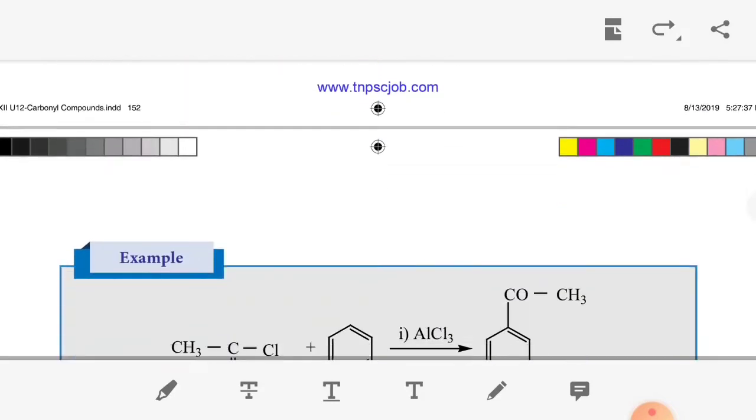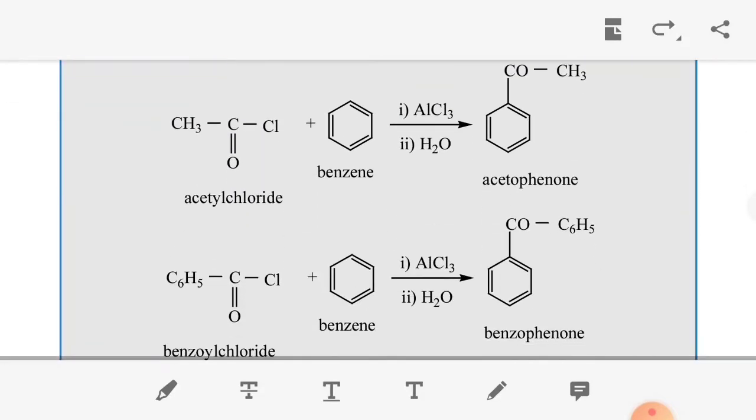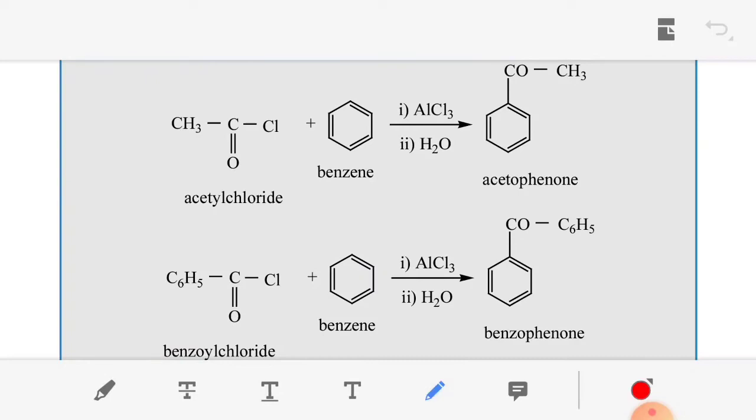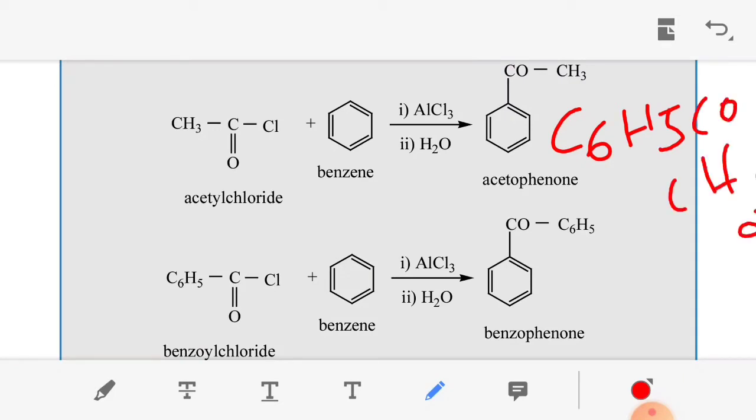So the first example, acetyl chloride. Acetyl chloride reacts with benzene with aluminum chloride catalyst. On further hydrolysis we get acetophenone. The acetophenone formula is C6H5COCH3. This is acetophenone. This is called an alkyl aryl ketone.